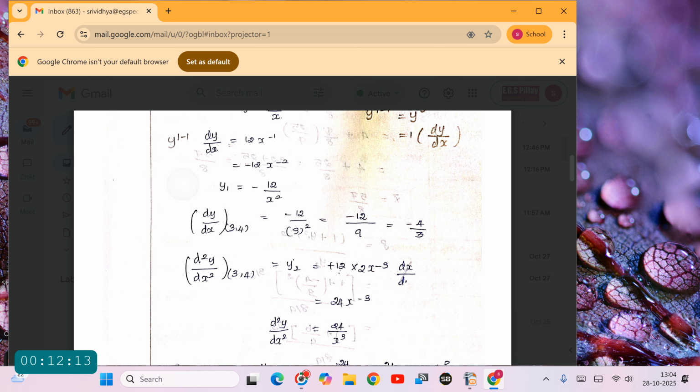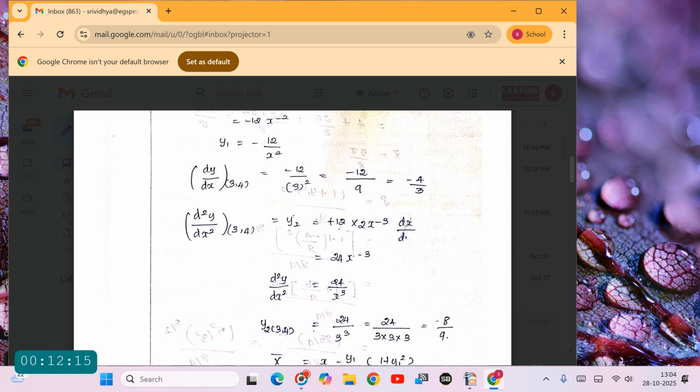The next stage, we have to apply the point 3 comma 4 in dy by dx. Then dy by dx at the point 3 comma 4 can be written as minus 12 by x square, that is minus 12 by 3 square, minus 12 by 9, minus 4 by 3. Already we found y1 as minus 12 x power minus 2, and after applying the point 3 comma 4 we are getting the value minus 4 by 3.